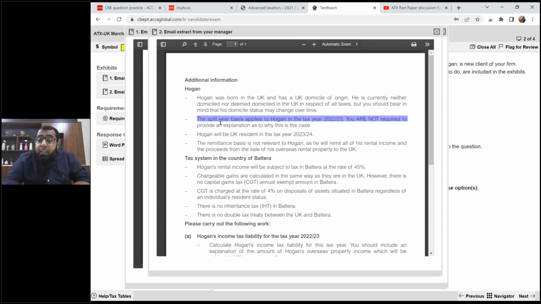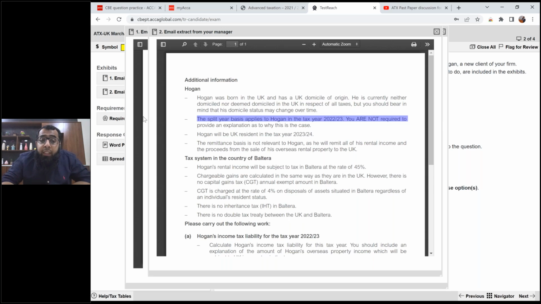The split year basis applied to Hogan in the tax year 22-23. Do anyone remember that what is a split year basis? If anyone can tell me on the chat box, what is a split year basis? Split year basis means that you will become resident during the year. This happens when you come to UK with permanent intention or with a permanent employment.